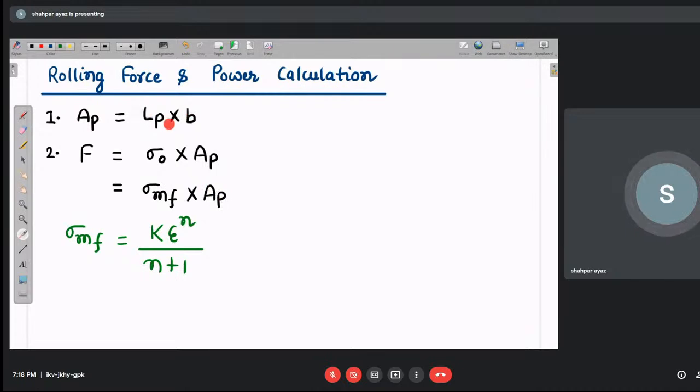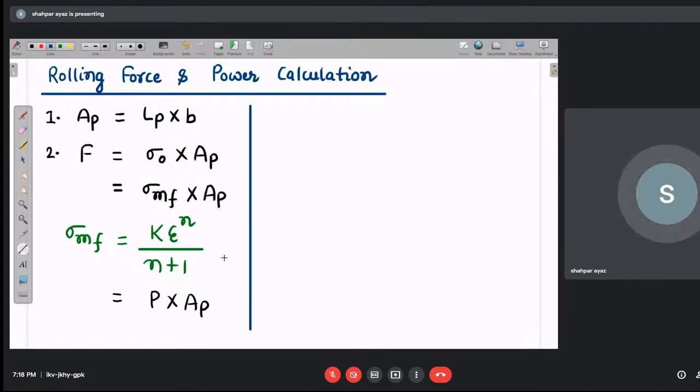Projected area you can calculate. If yield stress is given, you can directly use it. Sometimes roll pressure is given. If roll pressure is given, you can directly multiply roll pressure into projected area. If nothing is mentioned, calculate the mean flow stress and multiply it by the area, right? This is your yield stress, this is your mean flow stress, this is your projected area. So this is how you can get the rolling force.